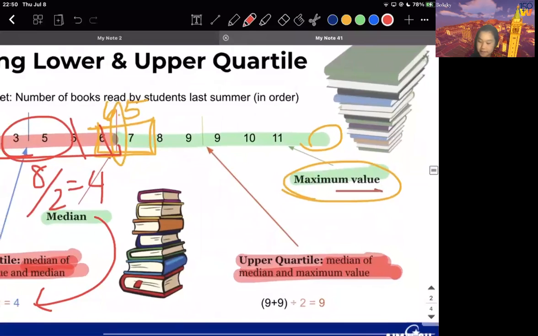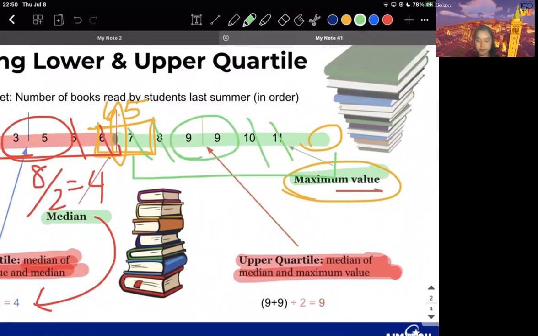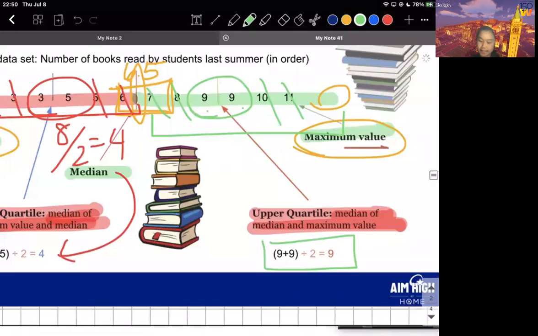And same here. To find the upper quartile, I'll use green now, we find the median of the upper set of our data, which if you cross this out, oh, sorry, I think I crossed nothing out. Yeah, so you'll also have two numbers, 9 and 9, which is pretty convenient, right? Because finding the average of two 9s is just going to be 9. So that's why the upper quartile is 9.